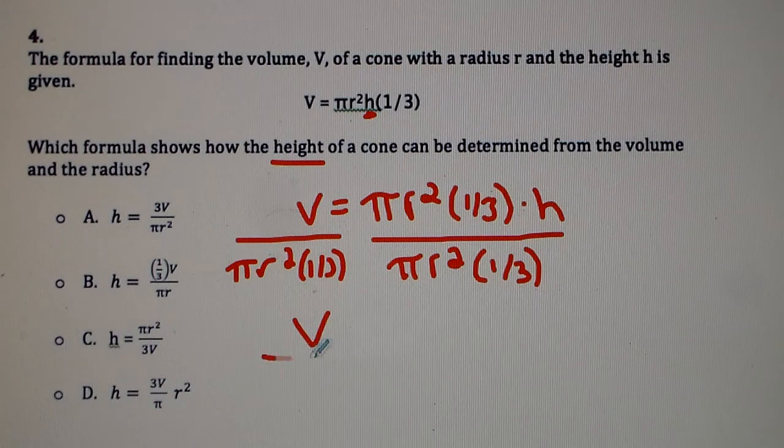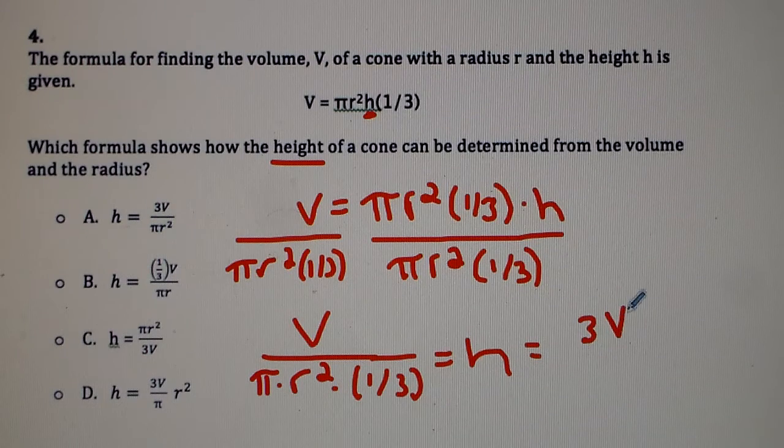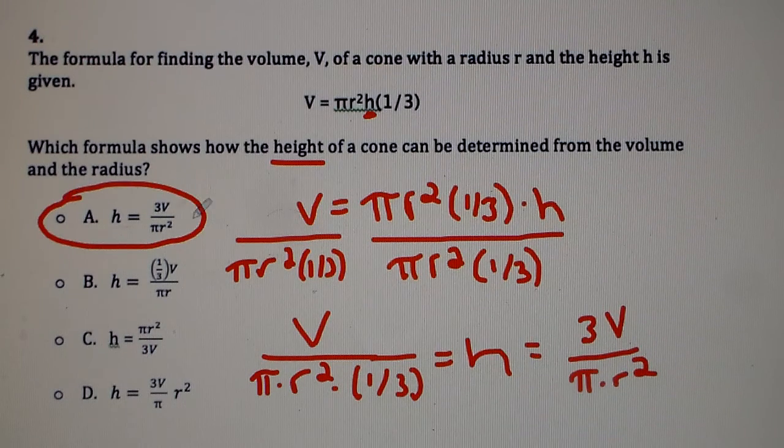So what we have is our volume divided by pi times radius squared times a third is equal to the height. So the height's now all by itself. Now, a third when it's in a denominator, that's the same thing as 3 over 1. Division divided by a division. So that would be the same thing as 3v divided by pi times radius squared. So our answer for number 4 is A.